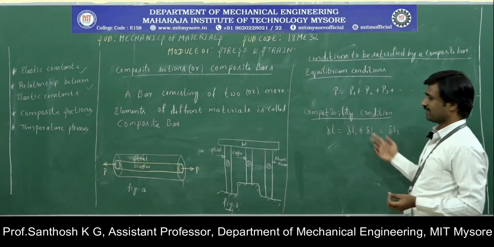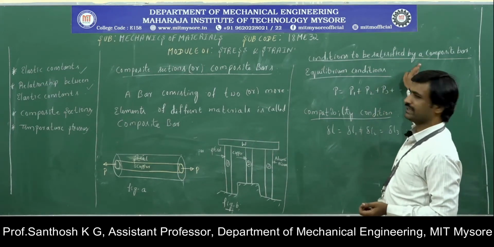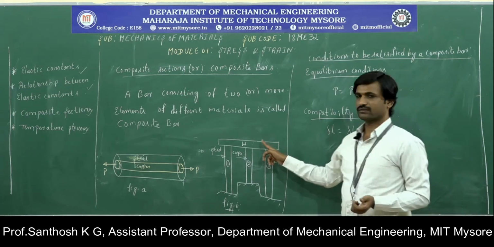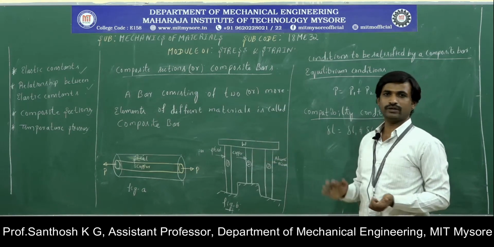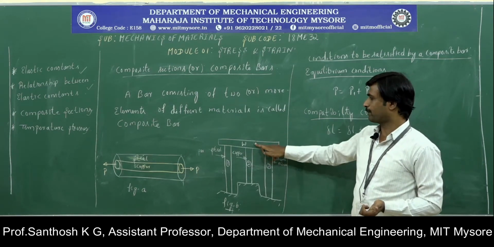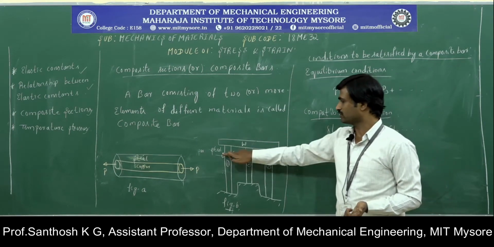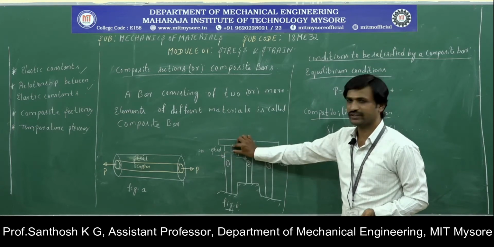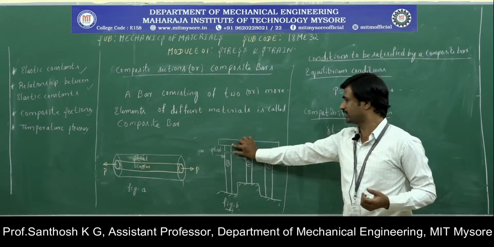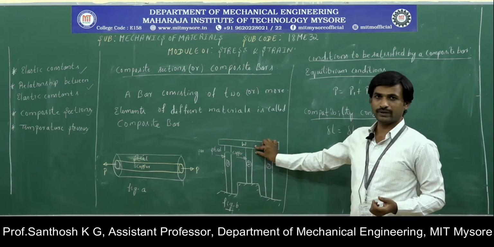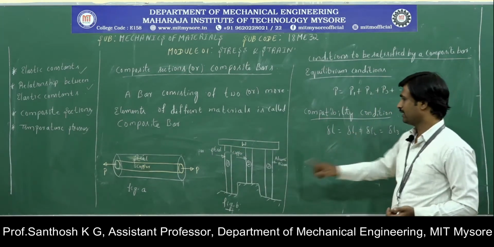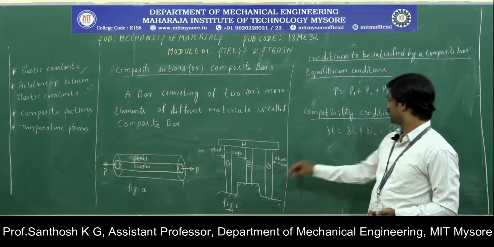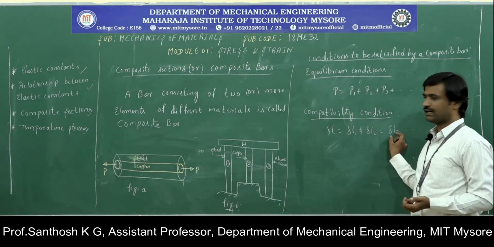Similarly, the second condition that needs to be satisfied by the composite bar is that when the load is acting on the bar, they should undergo the same amount of deformation. Here, when you apply a load W, if the steel bar gets deformed by an amount delta L, then the copper should also get deformed by delta L, and the aluminium should also deform by an amount equal to delta L.